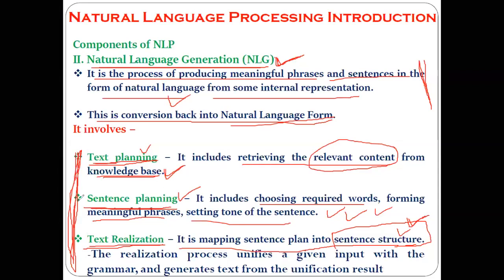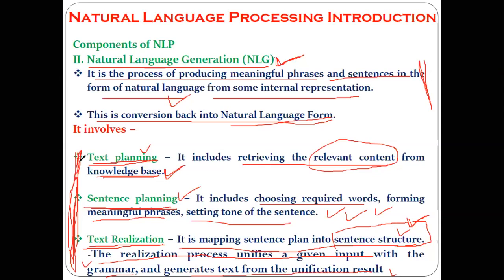All these stages are followed by the machine or the system also, in the second component of natural language generation. The same point I have mentioned: the realization process unifies the given input with the grammar and generates the text from that unification result. So you check whether the sentence that you are going to generate is grammatically correct or not. Understood?